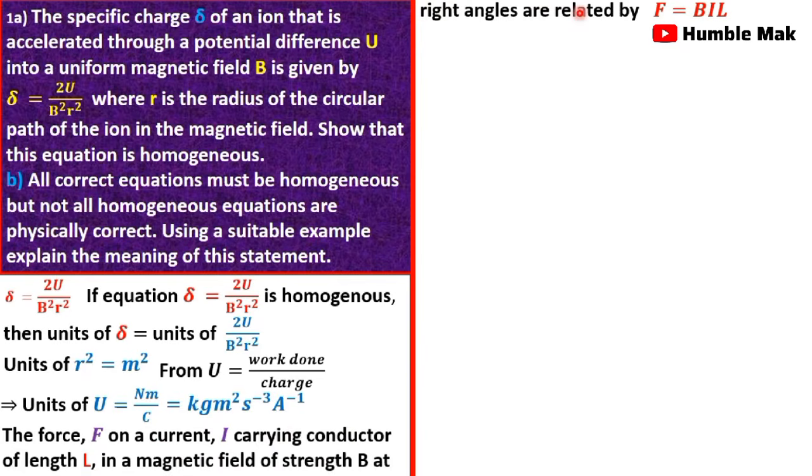At this point, if we make B the subject and take the units on both sides, we are going to have the units of B to be the same as the units of F over IL. The units of F is kilograms meters per second squared, that of I is a current, and L is simply in meters. So if we simplify, we are going to have kilograms per ampere per second squared.